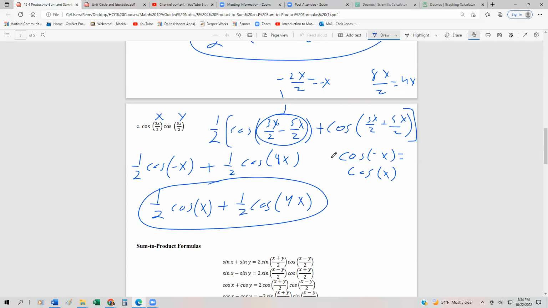Okay. Now, what if we want to go in the opposite direction and get the sum to product? Okay, so that's what we're going to look at in the other video within this section.